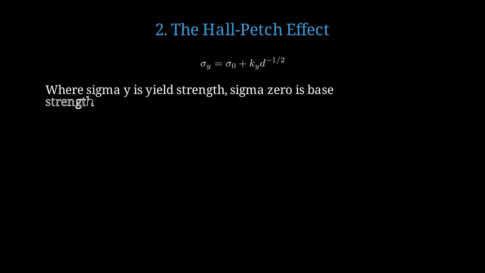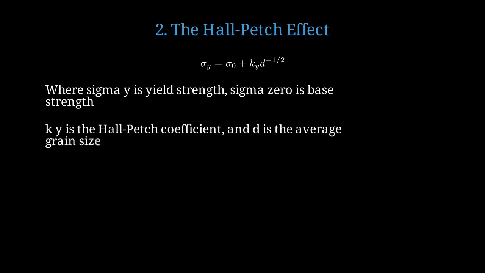Now let's explore the famous Hall-Petch effect that governs strength in conventional materials. The Hall-Petch equation states that yield strength equals a base strength plus a constant divided by the square root of grain size. Here, sigma y is the yield strength, and sigma 0 represents the intrinsic strength of a material. Ky is the Hall-Petch coefficient specific to each material, and d is the average grain diameter.